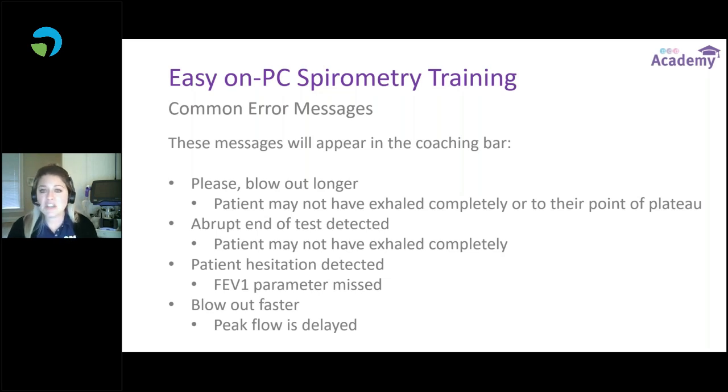Blow out faster is the last one. That just means the peak flow is delayed. Peak flow is the fastest point in that blast out where they're blowing out their air. If they take a big deep breath in and then just kind of squeak along, you're not going to get that peak flow measurement, because we want it to be a big blast. Remember, most birthday candles, sticky as spider web, a hard and fast blast out of air so that we can get all of our parameters covered.